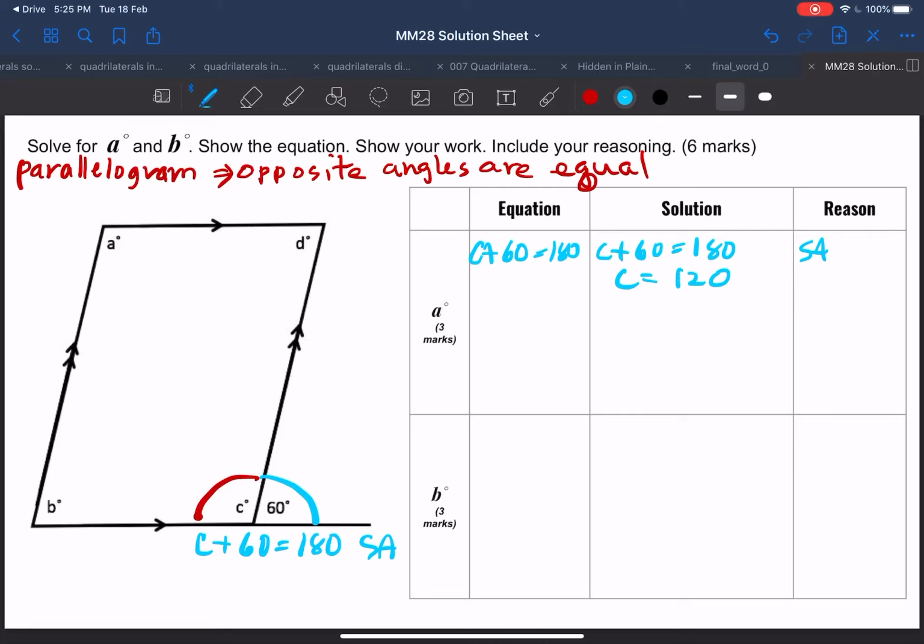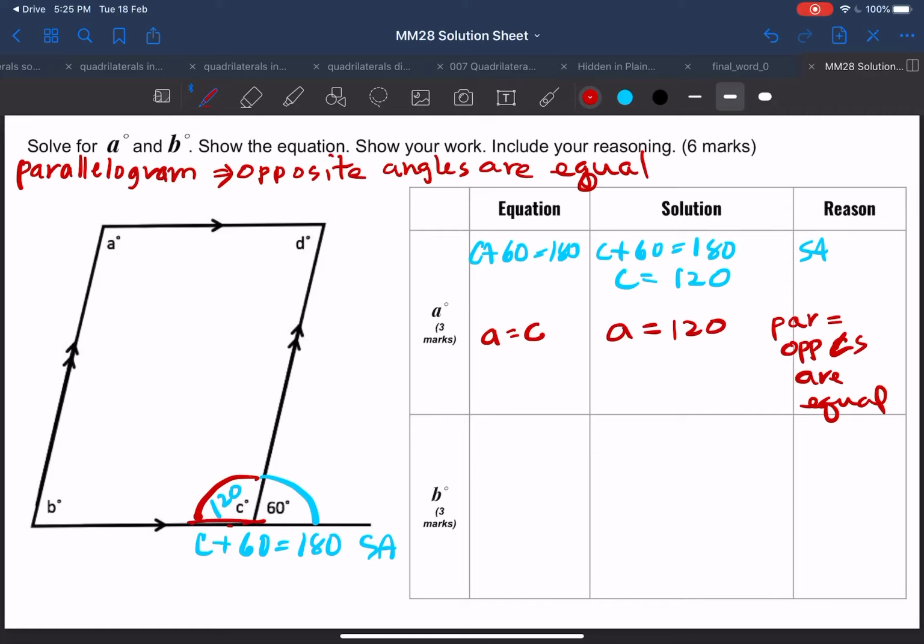A lot of you just said C is 120, but you did not tell me how you got 120. You need to tell me how you got 120, okay? And then the next thing you do, A is equal to C. A is equal to 120. Why? Because in a parallelogram, opposite angles are equal. So that is the solution for A. You need to tell me where you got the 120.